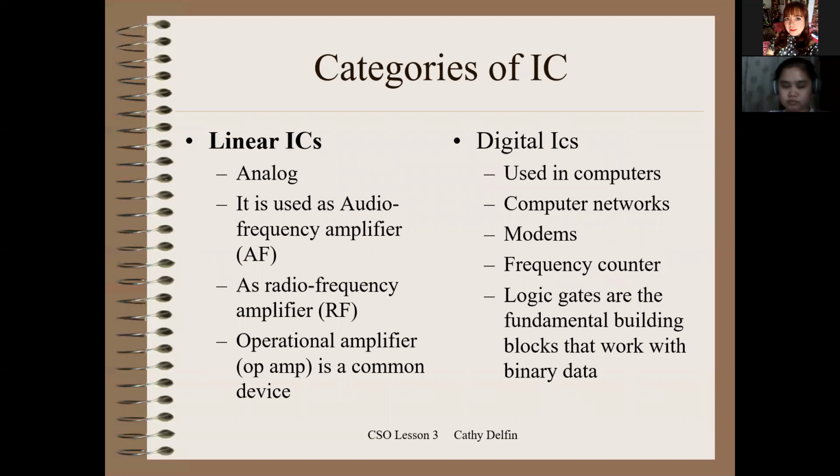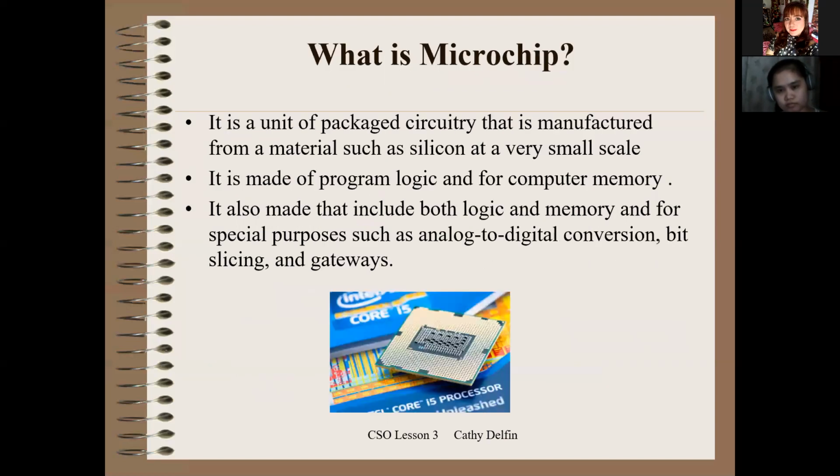Then categories of ICs: we have the linear and the digital ICs. When we say linear, it is analog, used as an audio frequency amplifier or AF, or as a radio frequency amplifier or RF. Operational amplifier is a common device. Digital naman, of course it is no longer analog. Used in computers, computer networks, modems, frequency counters, logic gates are the fundamental building blocks that work with binary data. So what we use now are digital ICs. We no longer have analog ICs inside our microprocessors.